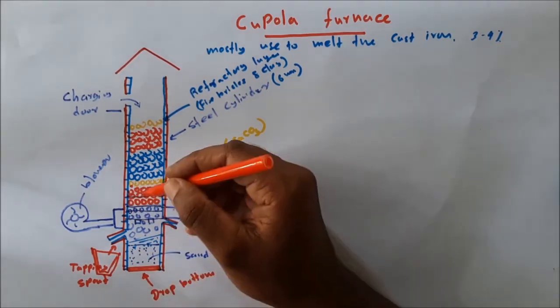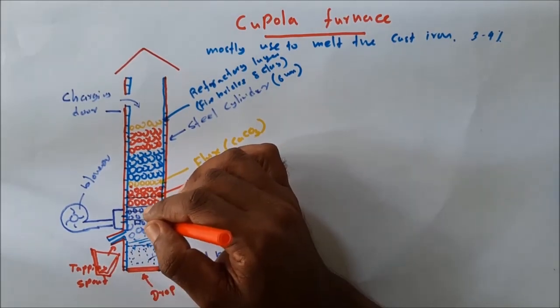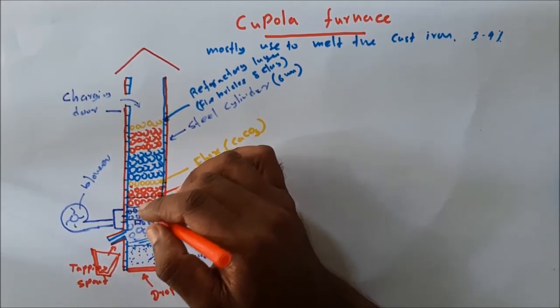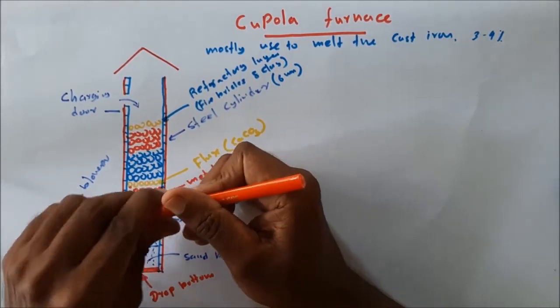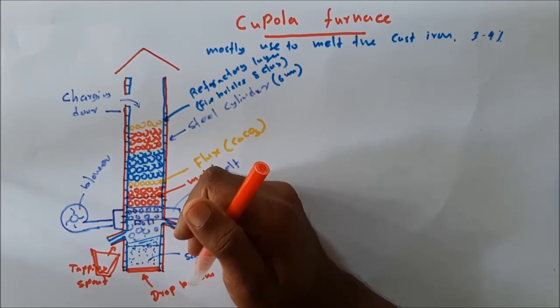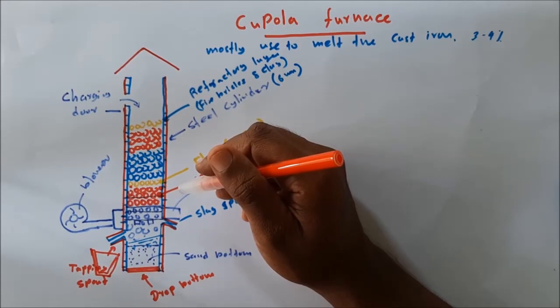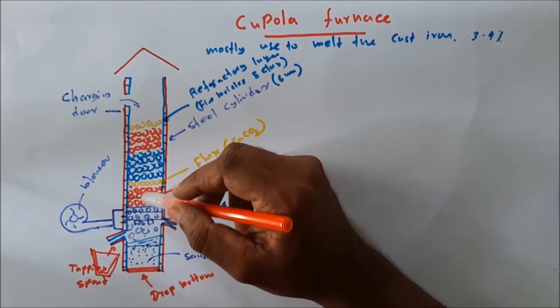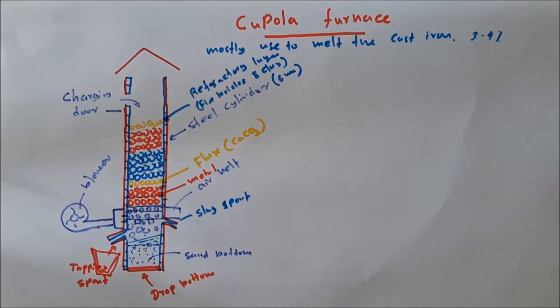You can see the molten metal is always in direct contact with the burning fuel coke. So what happens? The carbon atoms easily diffuse into the molten metal. Then the carbon percentage in the molten metal increases to 4%. The output is cast iron.